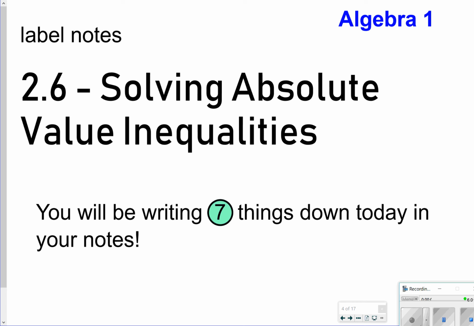Today we're going to be looking at Lesson 2.6, Solving Absolute Value Inequalities. Much like we solved absolute value equations, we are going to be writing two different inequalities to solve, and you're going to see some things change, so just keep that in mind. We're going to be writing down 7 things in our notes today, so let's go ahead and get started.